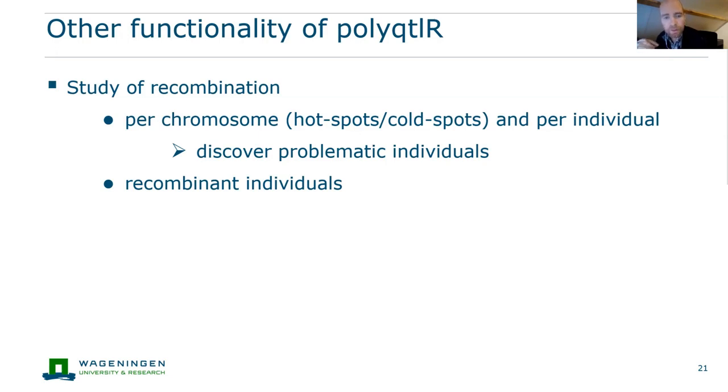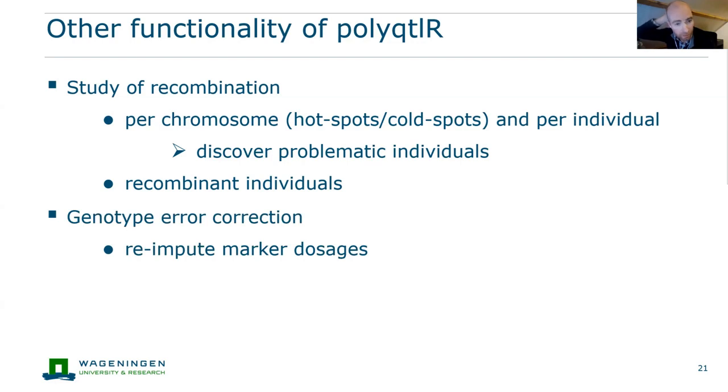But what we also really recommend is to look at the recombination counts per individual, because that often shows us individuals which have far more recombinations than you would expect by normal processes. We can also pull out recombinant individuals, which can be interesting if you want to combine different haplotypes in an individual.